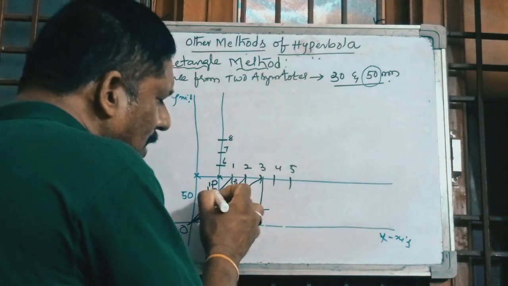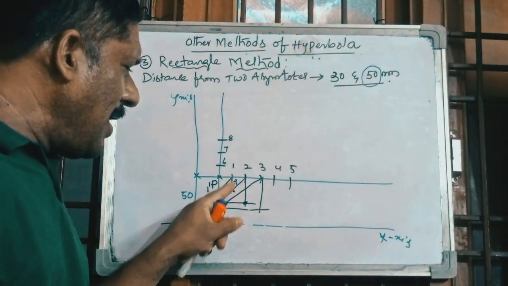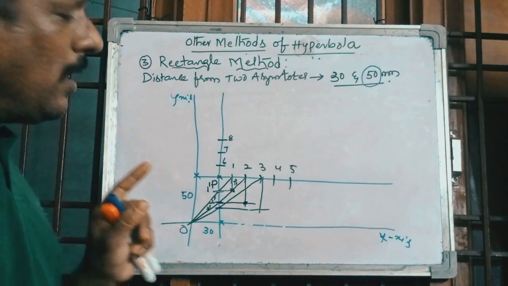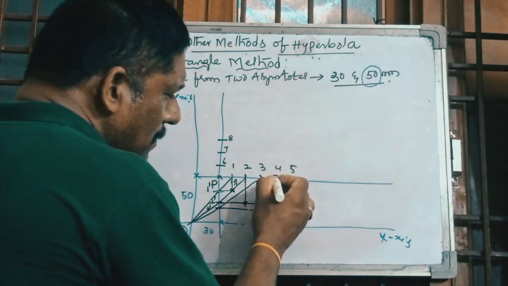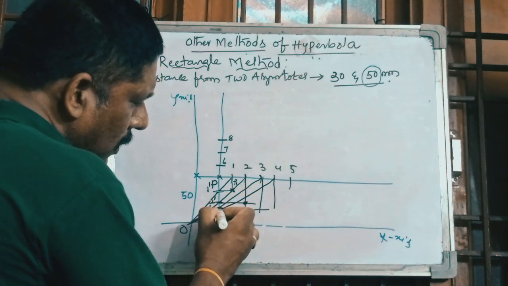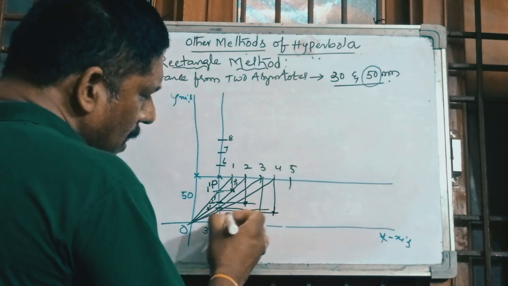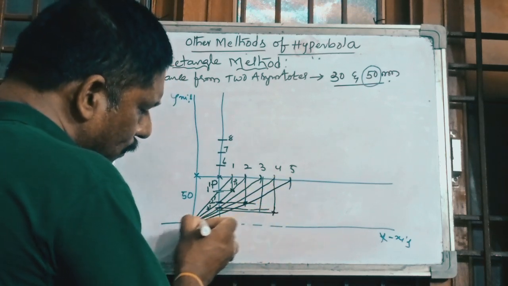And from that, draw the horizontal line and vertical line. So from 1 dash, horizontal line, from 1 vertical line. Okay, so this is the procedure. In the same manner, from the fourth point, join the fourth point to O. So it is joining here, cutting here. So join this point. Next, the fifth point, 5 to O.